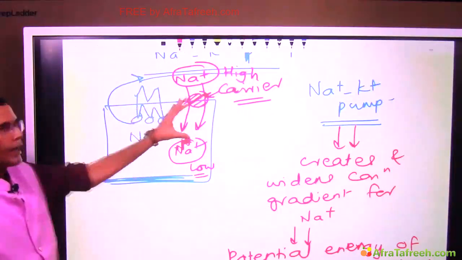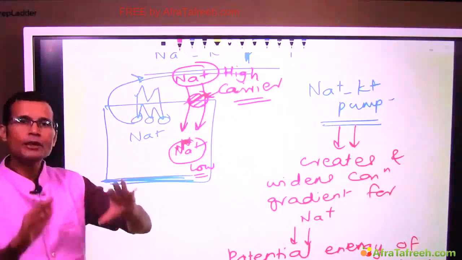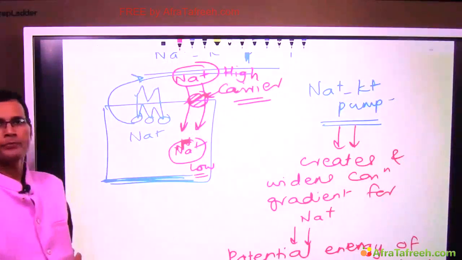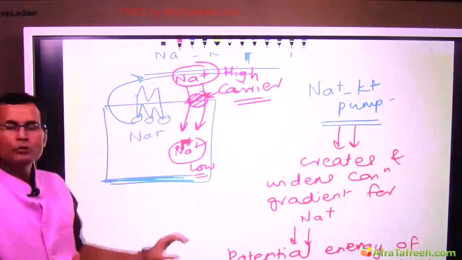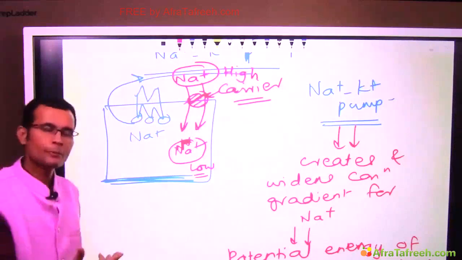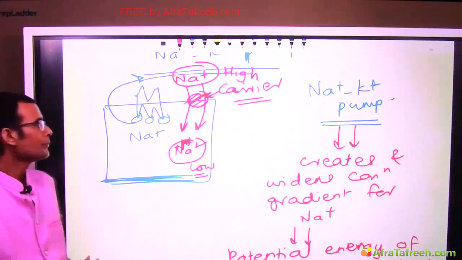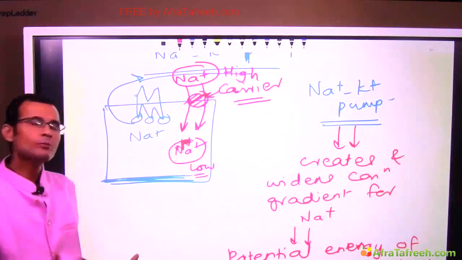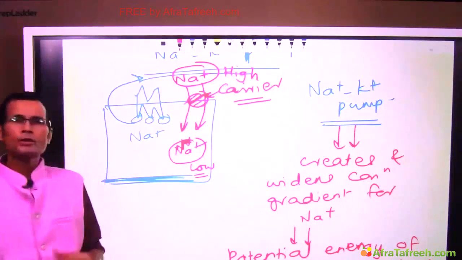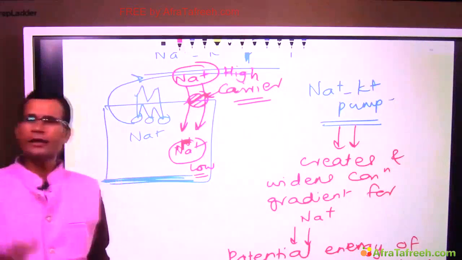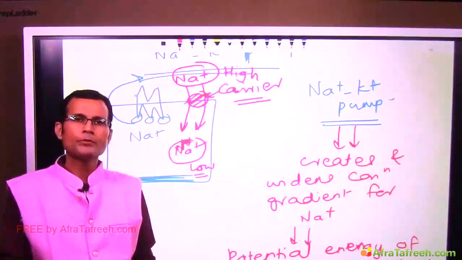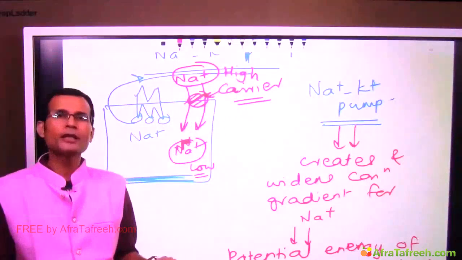So the carrier is going to use the potential energy stored in the sodium's concentration gradient, and it will cause sodium to move from high to low concentration. But at the same time, another substance, the second substance, will move from its low to its high concentration. So please remember, you might be thinking all along that secondary active transport, oh, it's active, means it must be utilizing ATP. No, the carrier does not use ATP.